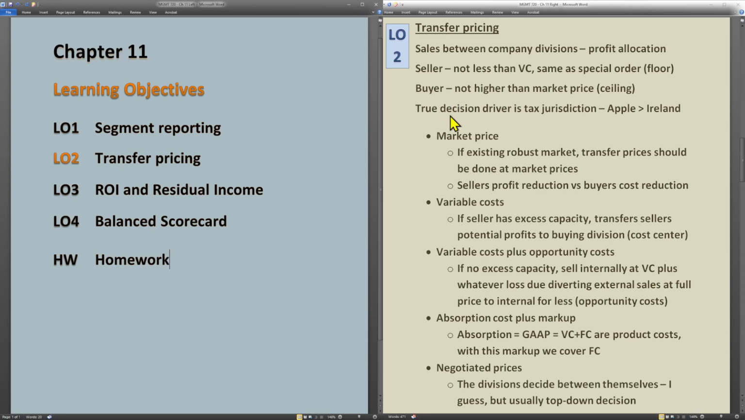Now, this book and many other books, in the real world, I'll just say that all of these decisions they're trying to make are usually trumped by one other primary decision. The true decision of transfer pricing a lot of times is the tax jurisdiction. Rather than trying to figure out the variable cost or the market price, you would rather have the division in the lowest tax area report the most profit.